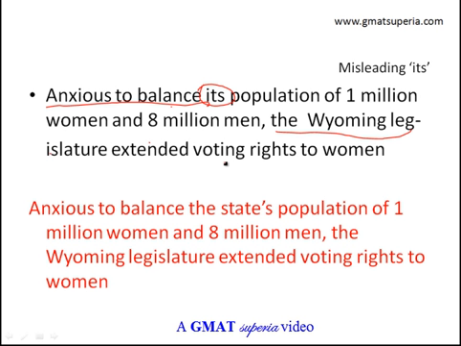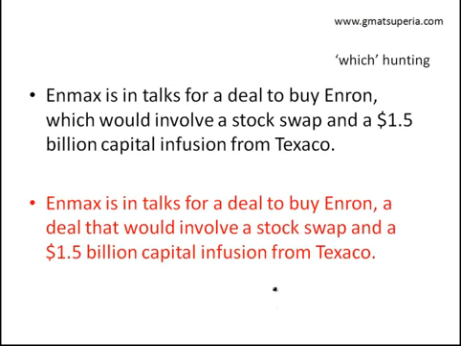So here its population would mean the Wyoming legislature's population. You must understand that it's not possible for the Wyoming legislature to have a population. It has to do with the state's population. So by making a correction here in the sentence, by introducing the word state's, you are removing the ambiguity. So what is the legislature doing? It is trying to balance the state's population. Now, this is an excellent example of how misleading pronouns can simply make a sentence ambiguous. There is more to sentence correction than it and its. Let's take a look at a few more.